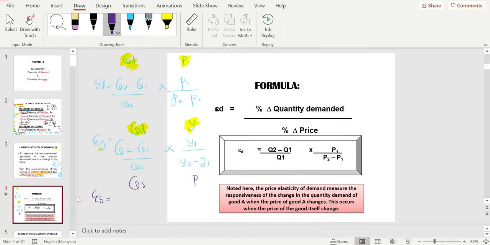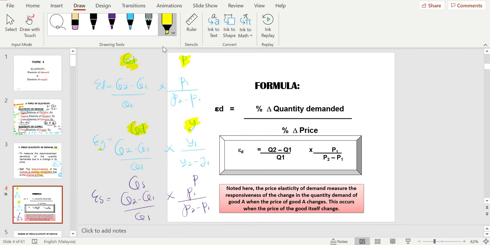For Q, even though this is quantity demand, we just use Q, right? We don't use QD. We use Q, so same goes here. Just that you know, Q2 minus Q1 over Q1. What is Q here? Q here stands for QS, quantity supply, not quantity demand. So here is Q also, but this one is Q for quantity demand. Okay, times P1, P2 minus P1.